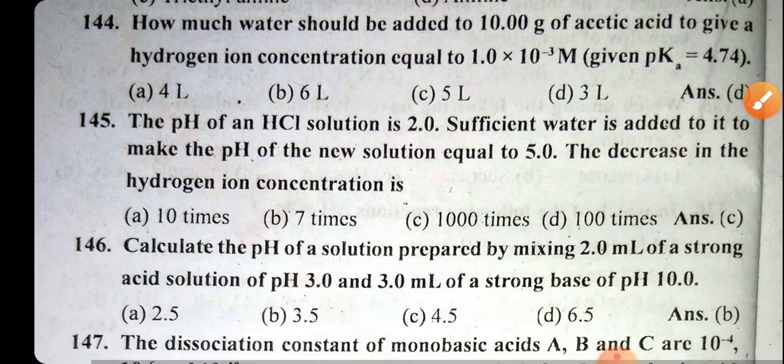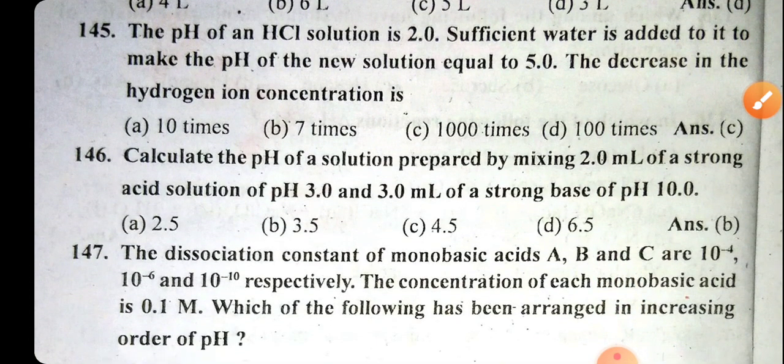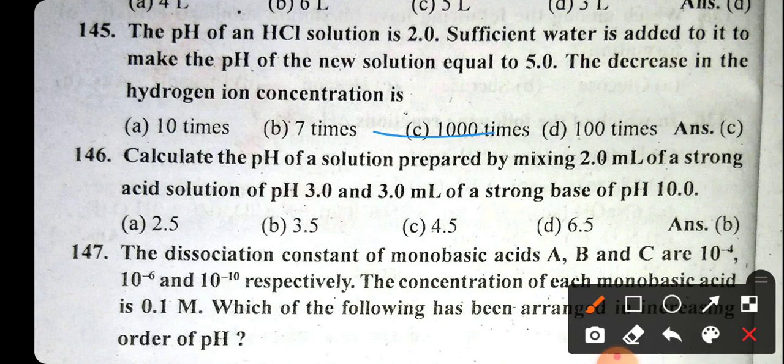Now the next question is the pH of HCl, hydrochloric acid, solution is 2.0. Sufficient water is added to it to make the pH of the new solution equal to 5.0. The decrease in the hydrogen ion concentration is 1000 times. That is option number C, the right answer.